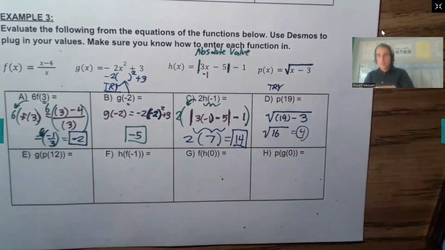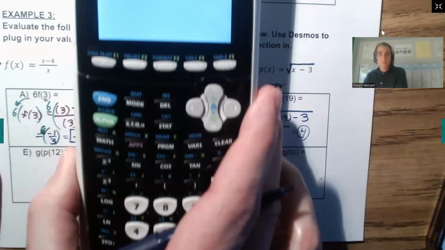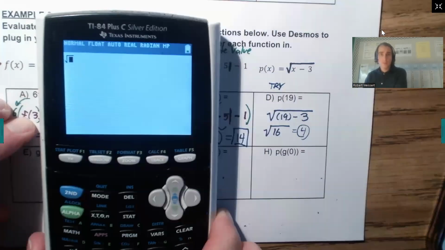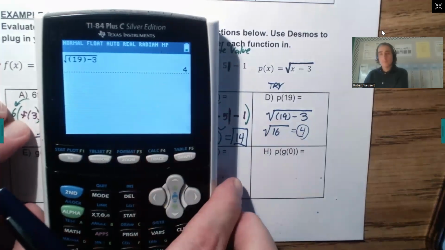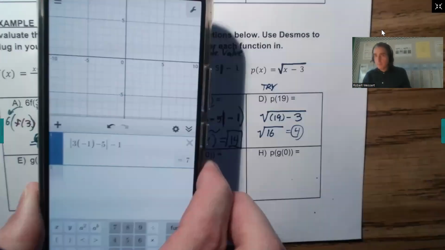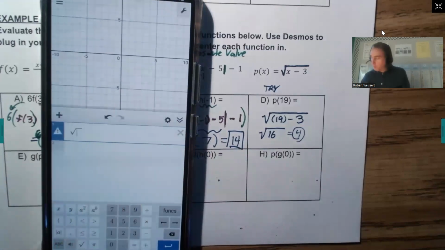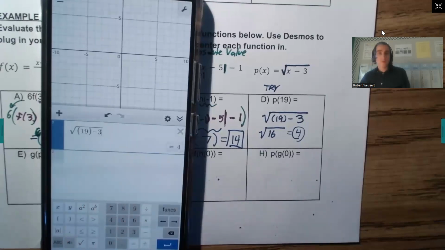I'll show you both on the TI-84 and Desmos. So on TI-84, the square root function is second x squared. And then you can plug in the 19 and right arrow out of there, and you can get 4. On Desmos, you would just go into the calculator function, hit that square root symbol, and I'm going to do the 19 here. -3, and there's your 4 for your output.